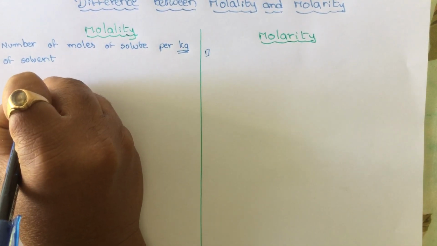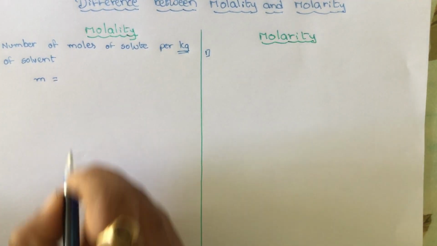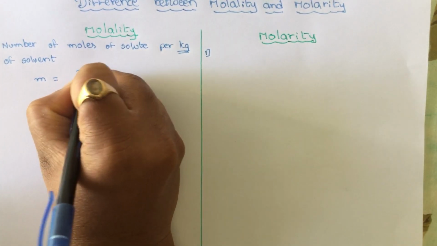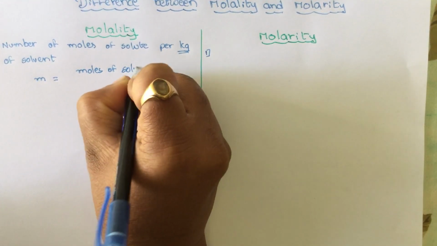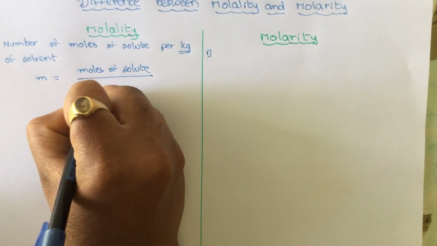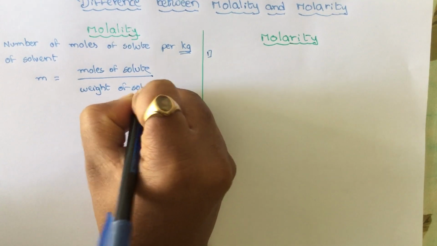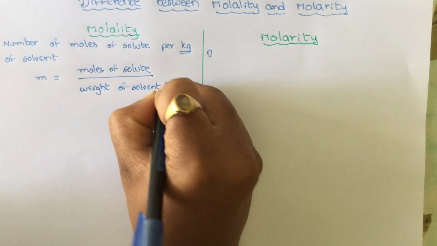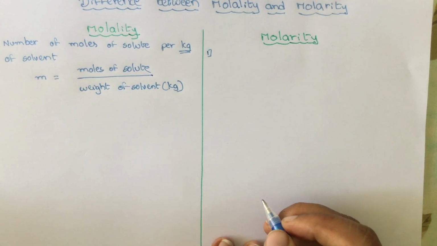What is the formula of molality? Molality is shown by a small m, and the formula is number of moles of solute to that of weight of solvent in terms of kgs. Okay, now how can we define molarity?